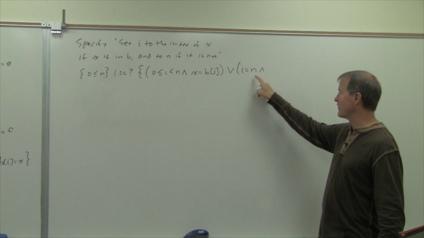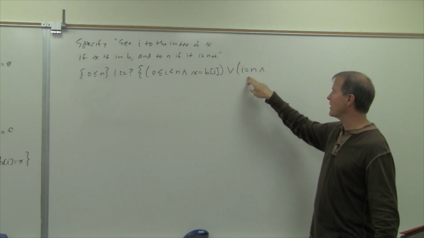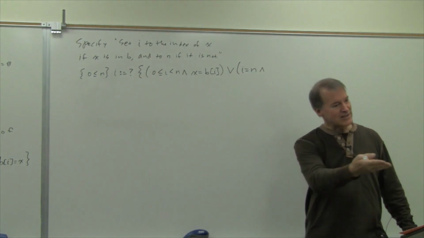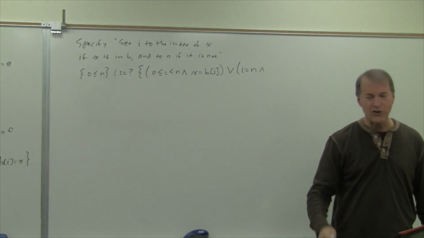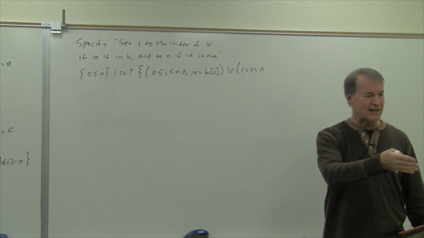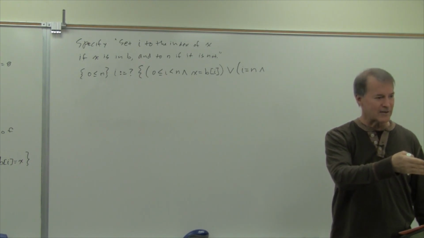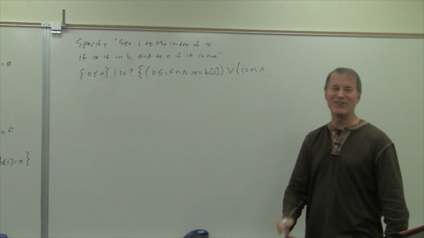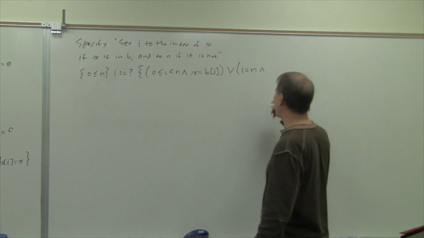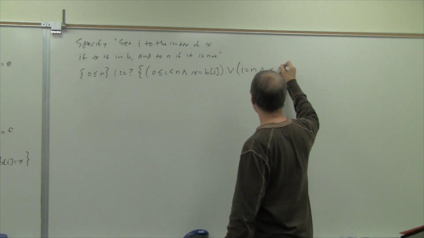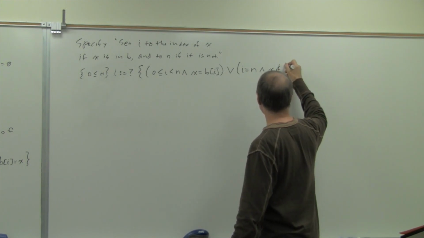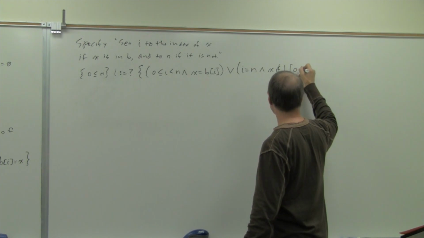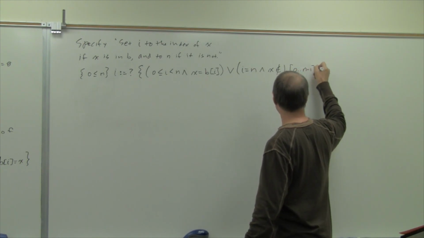So how do you say that? She's right, you've almost got it. How do you say x is not an element? X is not an element of b sub, 0 dot dot n minus 1.